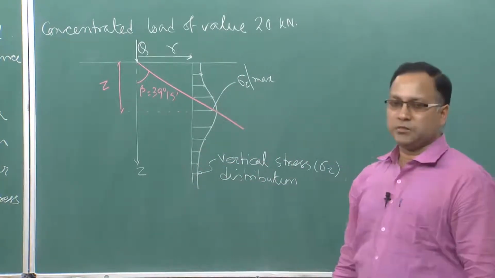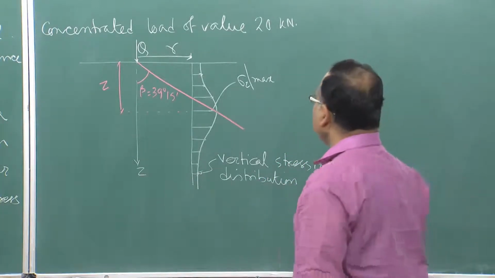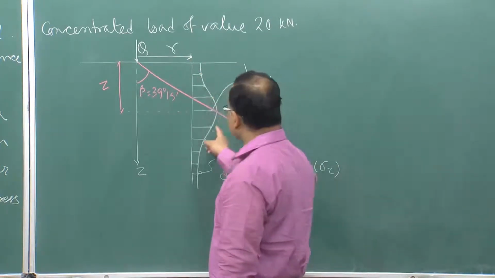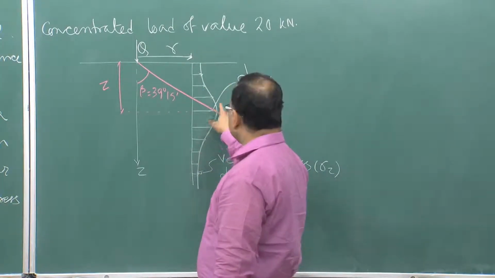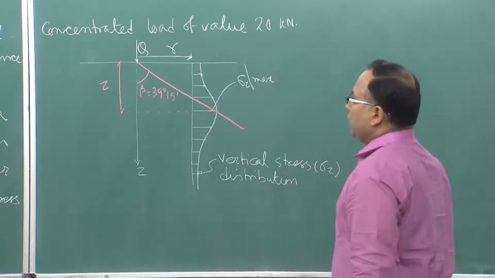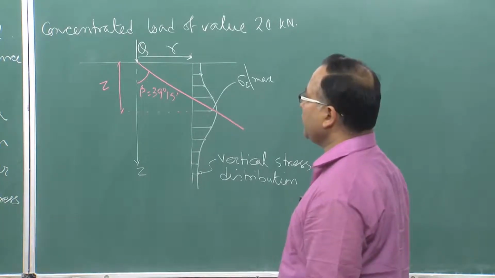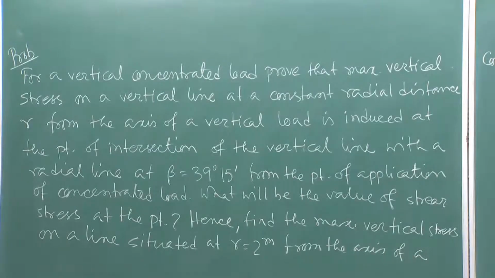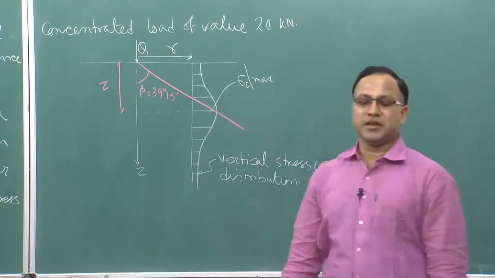If you solve this thing by Boussinesq's theory, whatever we have seen, for a concentrated load, then you will be getting the stress distribution at any radial distance r from the concentrated load axis. You will be getting the stress distribution like that. So, it will not be maximum at the top, it will not be maximum at the bottom, it will be maximum somewhere else or at some depth z. Okay. So, from the axis of a vertical load, it is induced at the point of intersection of the vertical line with a radial line at beta equal to 39 degree 15 minutes.